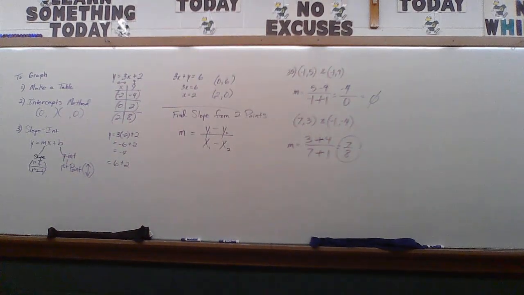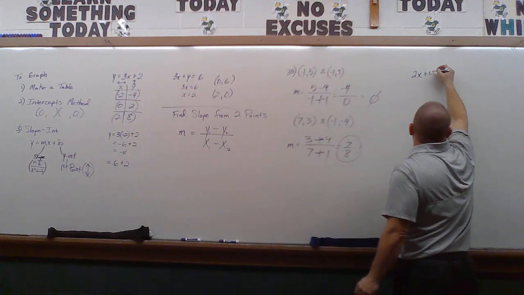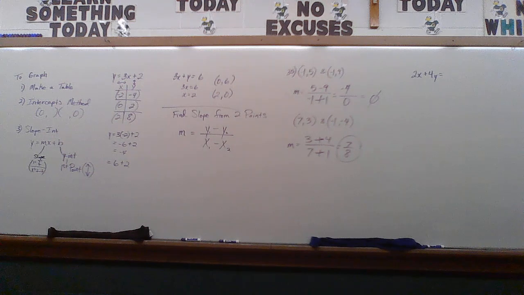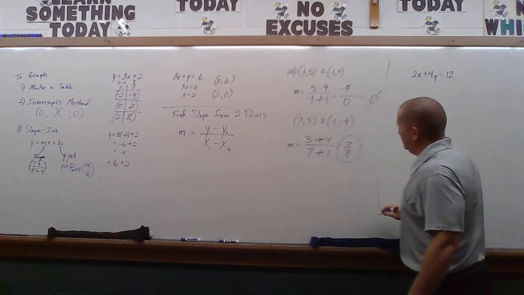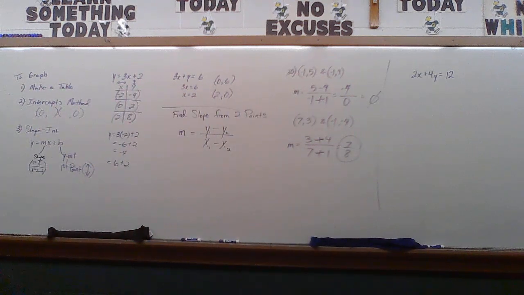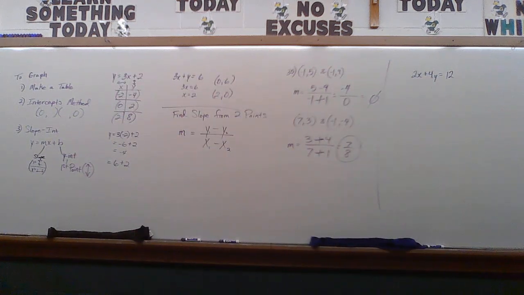So our equation is 2x plus 4y equal to 12. So we want to write it in y equals mx plus b. Then I want you to tell me what the slope is, and I want you to tell me what the y-intercept is. And then if you have graph paper, or use that quiz that you just got back, try to graph it also.